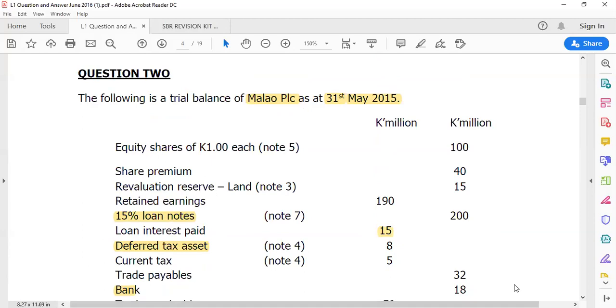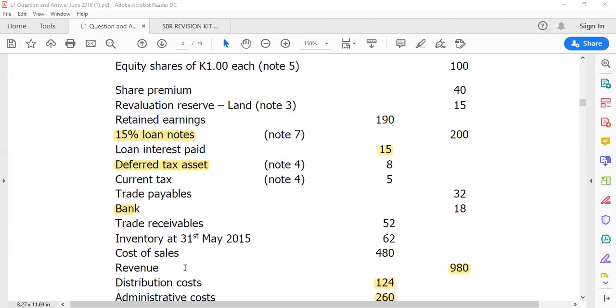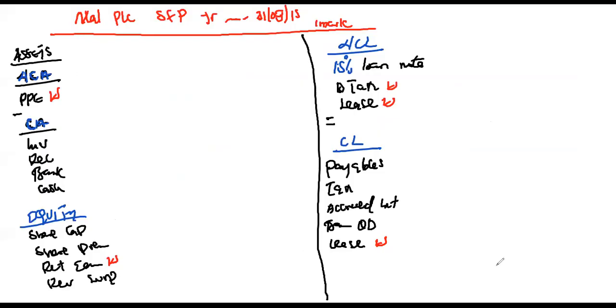So I suggest we get a screenshot so that you should not be waiting for me to scroll up and down, but you just be able to follow properly as I'm doing this. So I'm taking you to the working. Okay, so there you go. So that's our SFP. So what do we do?